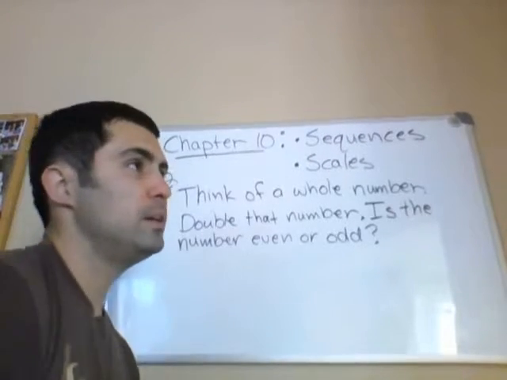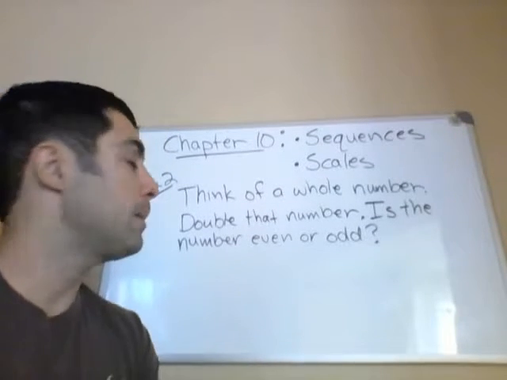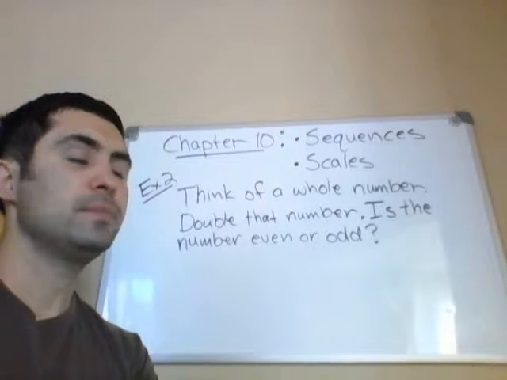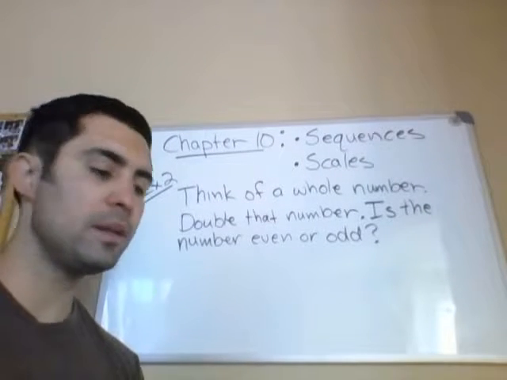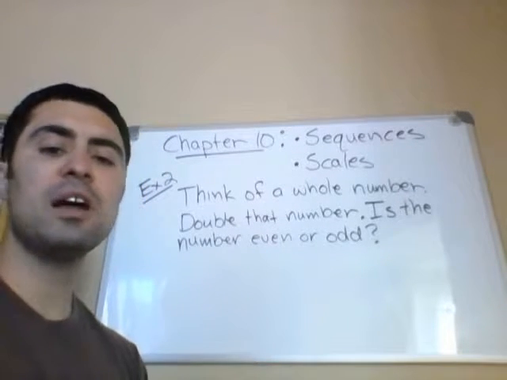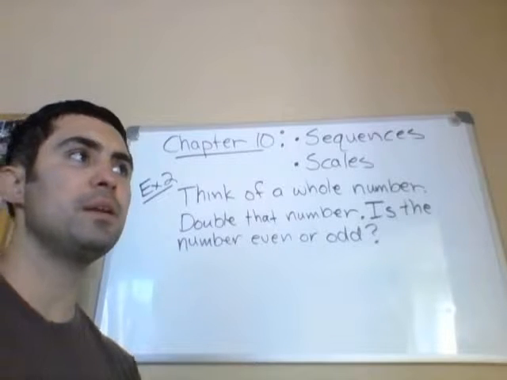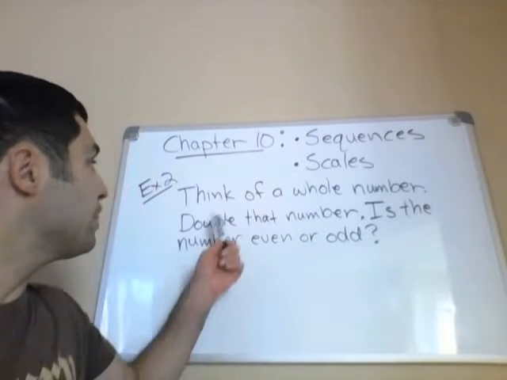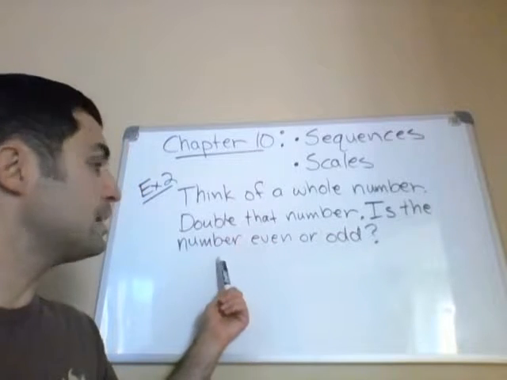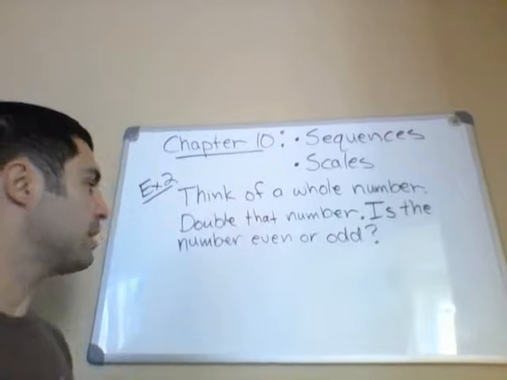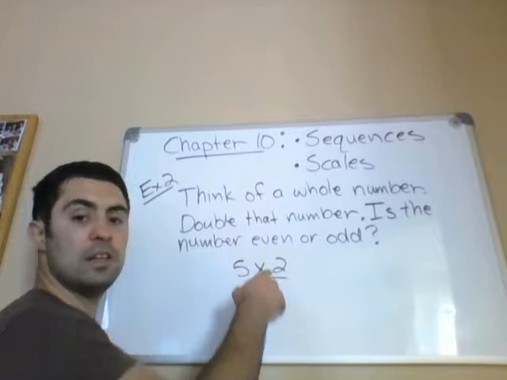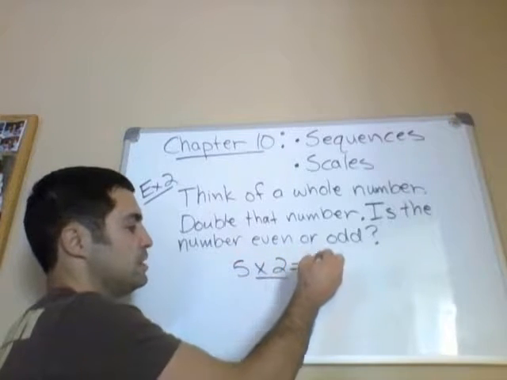Okay, the more you learn about numbers, the more you learn about math, you'll see that there are a lot of different little patterns, and like we just explored 2 patterns, a multiplying pattern and an adding pattern. But there's tons of little patterns, and you'll pick these up as you go along through math. So think of a whole number, double that number. Is the answer to that number even or odd? So let's try this. Here's a whole number, 5. Multiply by 2, because that's what double means. The answer is going to be 10.